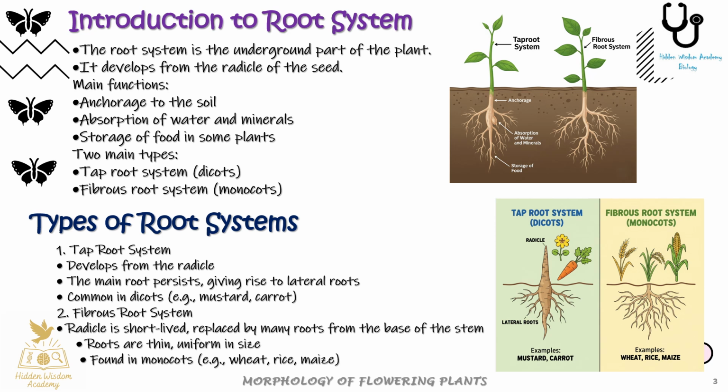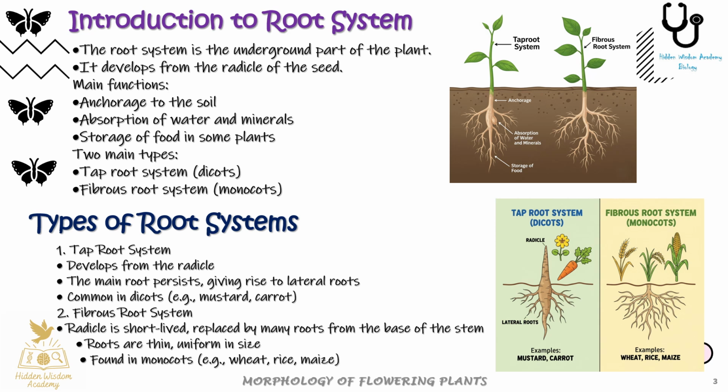Let's talk about what the root system is. The root system is the underground part of a plant that grows from the seed's radicle. Its main functions are to fix the plant in the soil, absorb water and minerals, and sometimes store food. There are two main types, taproot system in dicots and fibrous root system in monocots.